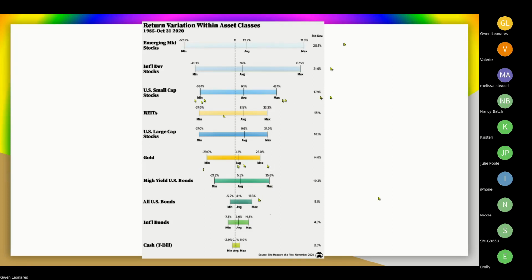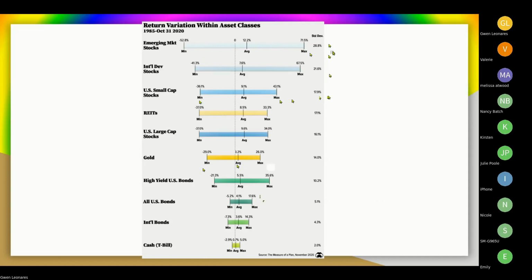So just briefly, emerging market stocks, those would be stocks in companies in other countries that are starting up. So it might be like a factory or something like that. You're investing in a company that's just getting started. So as you might guess, that's pretty volatile. You could make as much as 71% or as low as minus 52. So let's go through them and then we'll talk about them.